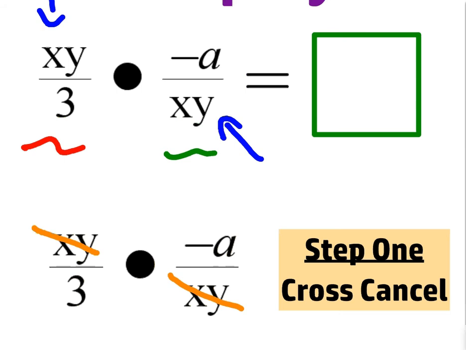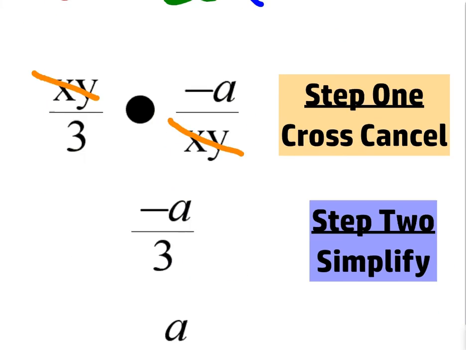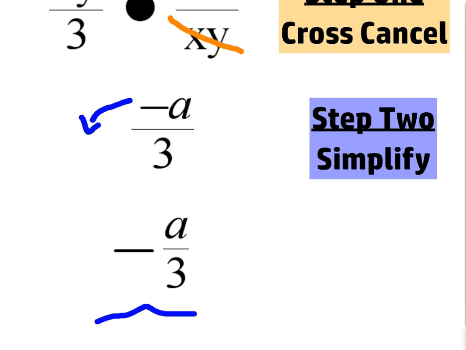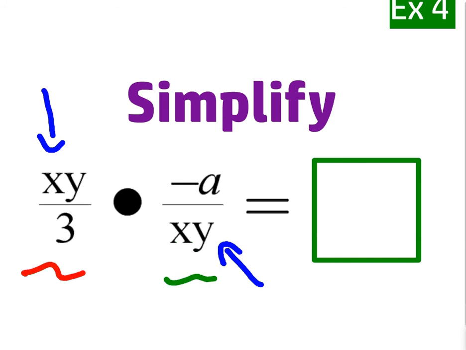So we're going to go ahead and cancel the xy's, and we're left with negative a on top and 3 on bottom. And one more step, I've told you guys, if you have a negative in the numerator and denominator, go ahead and move it out in front of the fraction. We've already talked about why that is. So the final answer is negative a divided by 3.